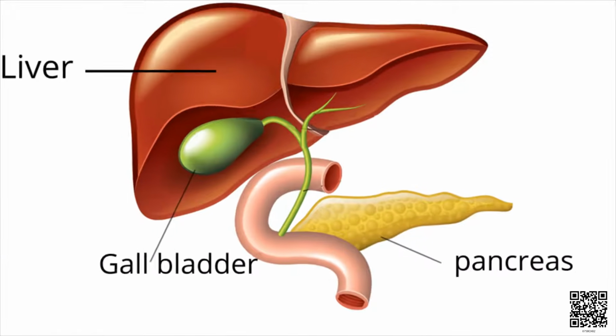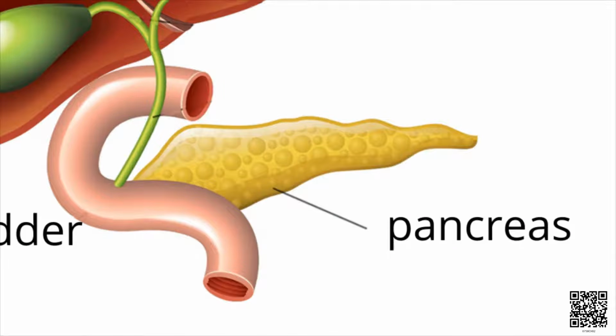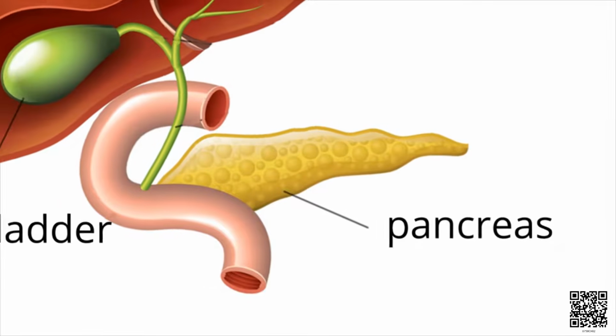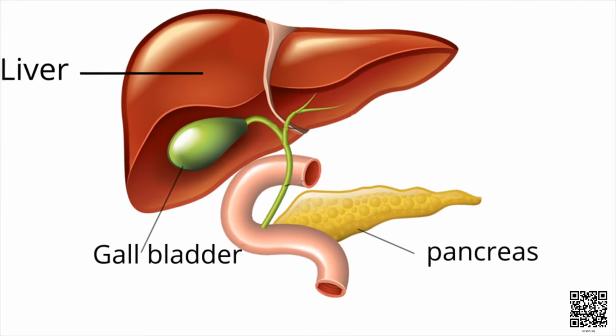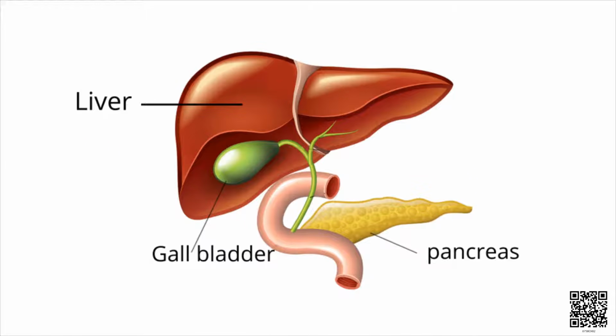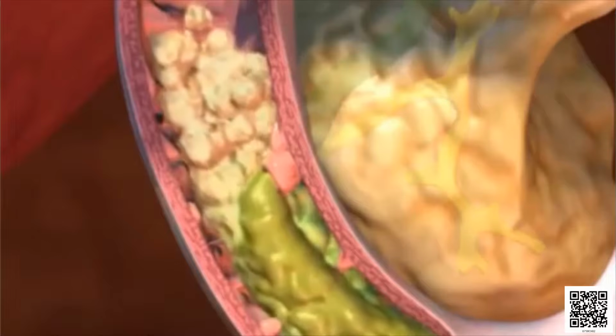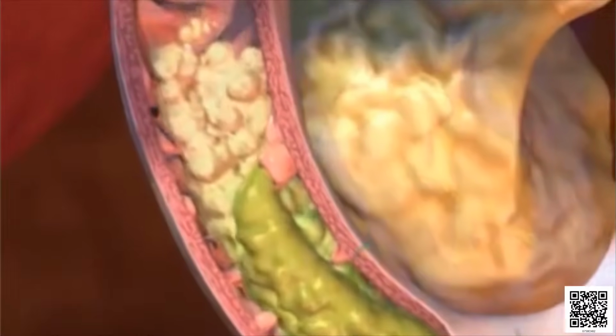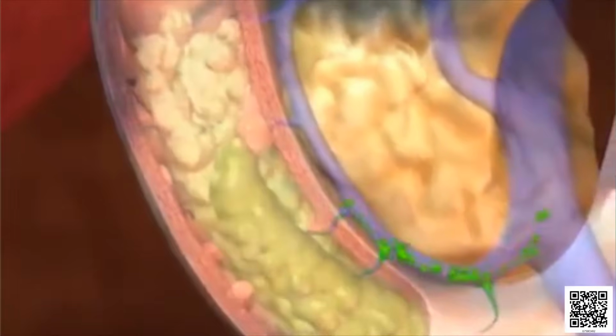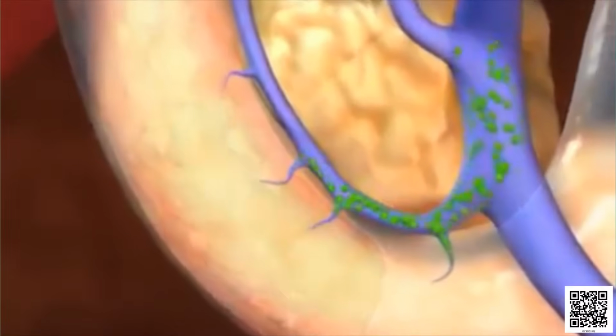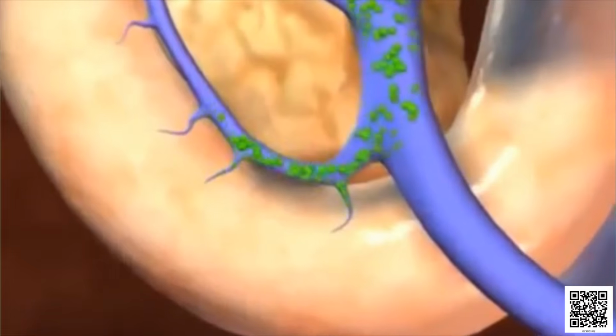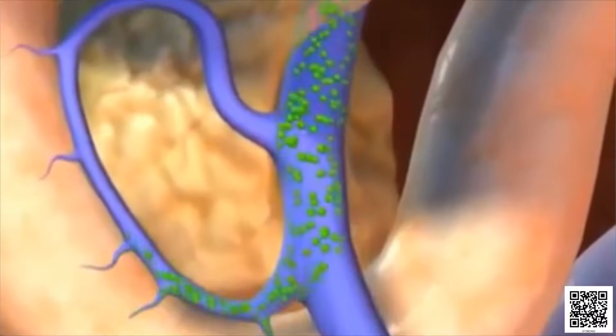Pancreas. The pancreas is a large cream colored gland located just below the stomach. The pancreatic juice acts on carbohydrates, fats, and proteins and changes them into simpler forms. The partly digested food now reaches the lower part of the small intestine, where the intestinal juices complete the digestion of all components of food.